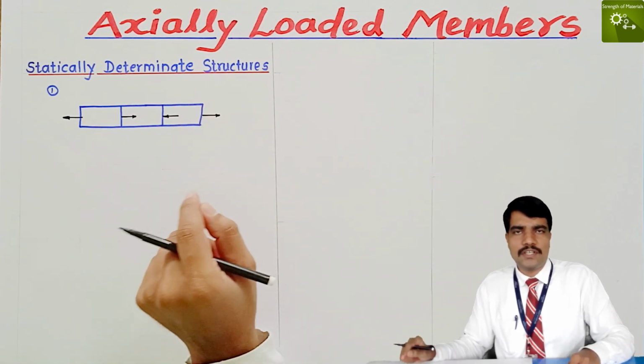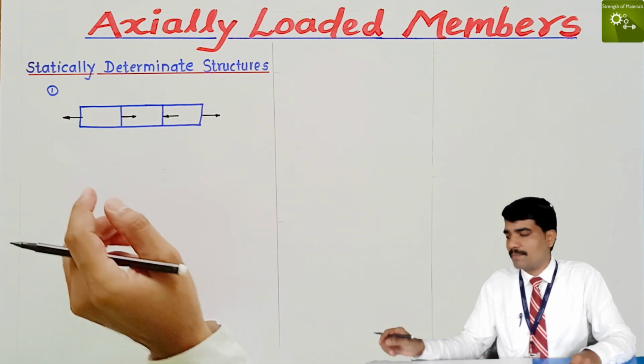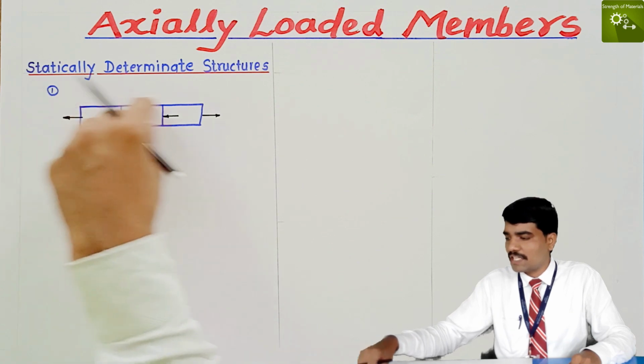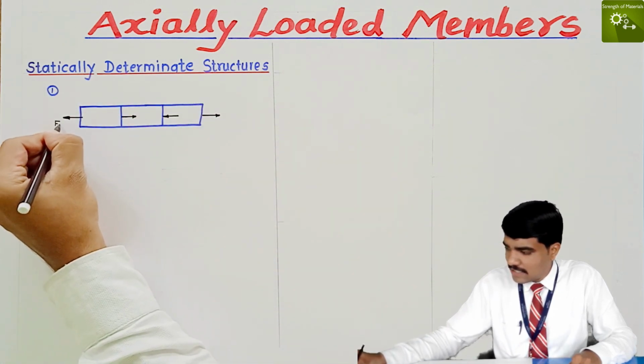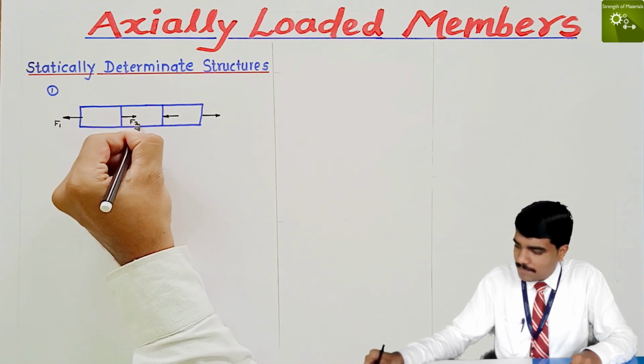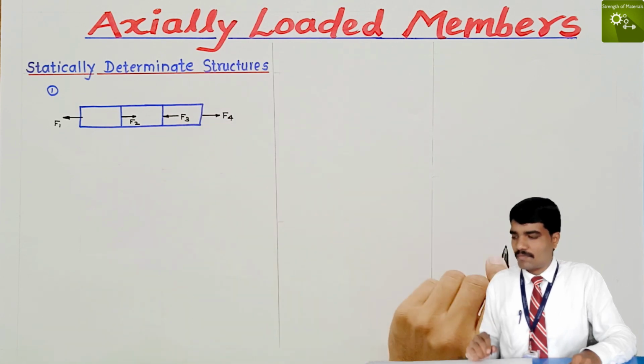It may be homogeneous or heterogeneous. It is made of a single material or different materials, no issue. But its cross section is the same throughout its length. Let's consider this is F1, this is F2, this is F3 and so on.